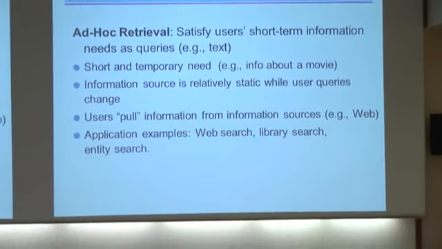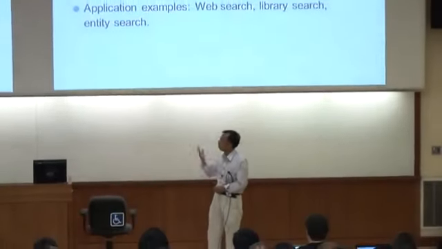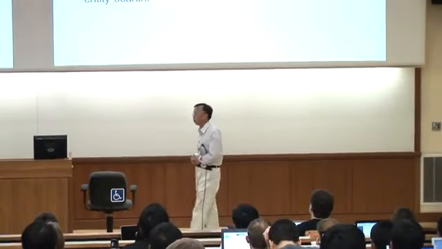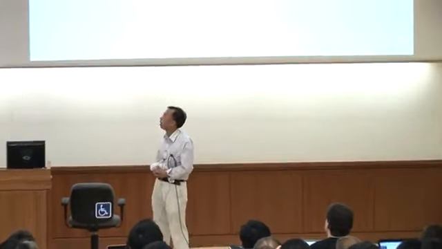So in these cases, we want to look for relevant information in the static information source to satisfy a user's query. And there are some examples of ad hoc search, such as web search, library search, and entity search, which is getting popular recently, that's trying to identify important entities, like people, organizations, and relationships from available web content.